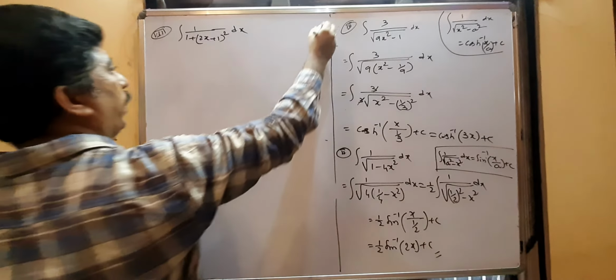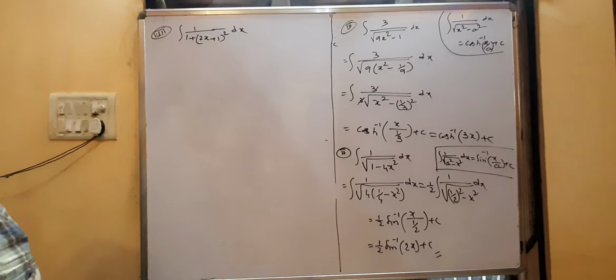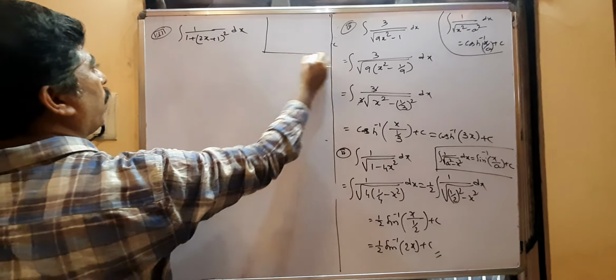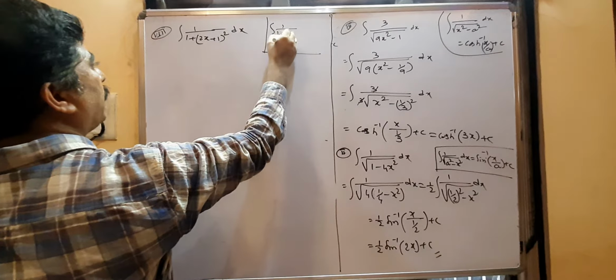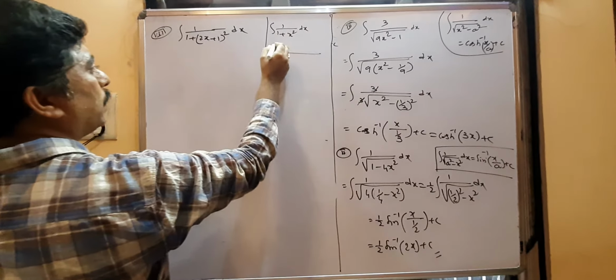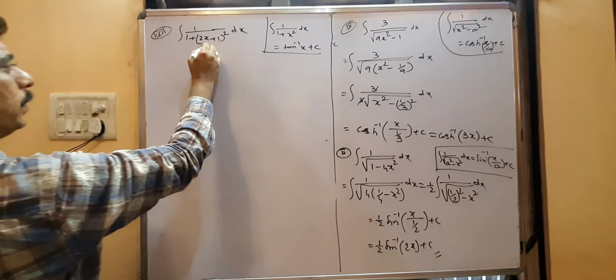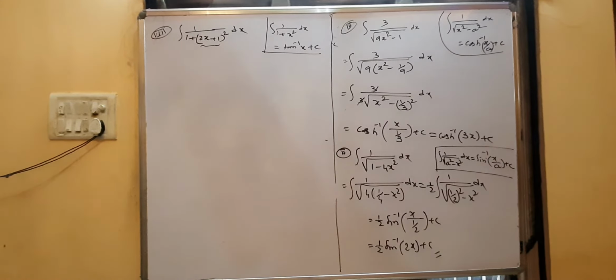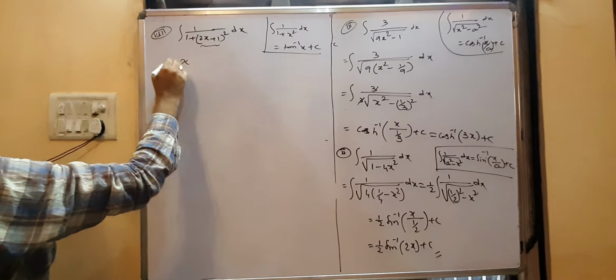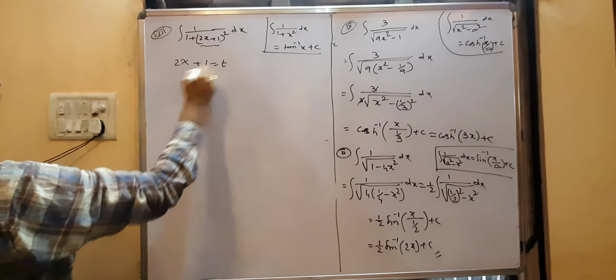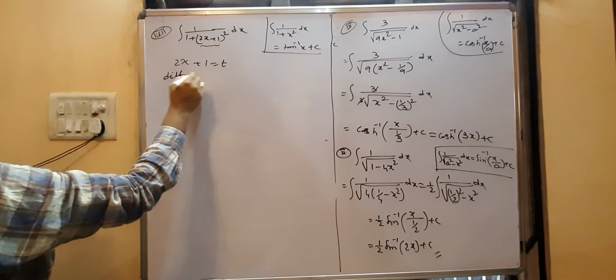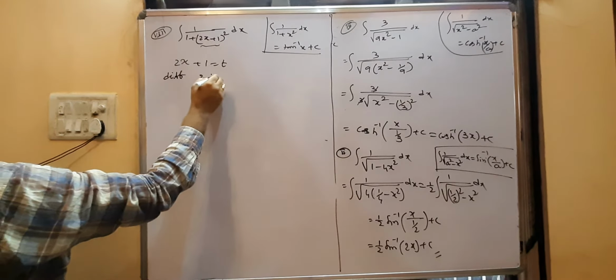Integral of 1 by 1 plus 2x plus 1 whole square. We know the formula: integral of 1 by 1 plus x square dx is tan inverse x plus c. But in place of x you have 2x plus 1. Take 2x plus 1 as t. Differentiate it: 2 dx equal to dt. Then this becomes dx equal to dt by 2.